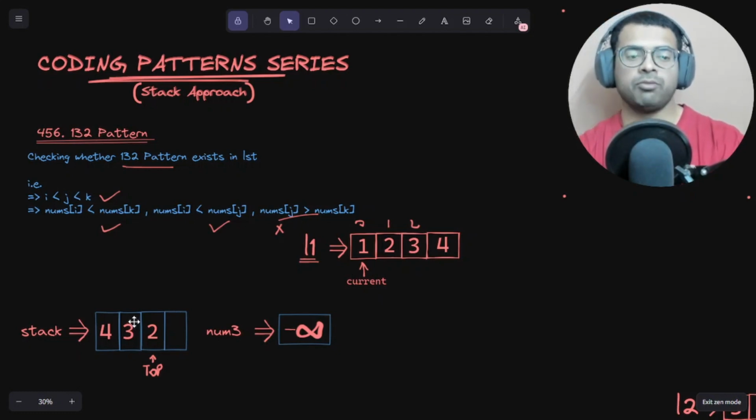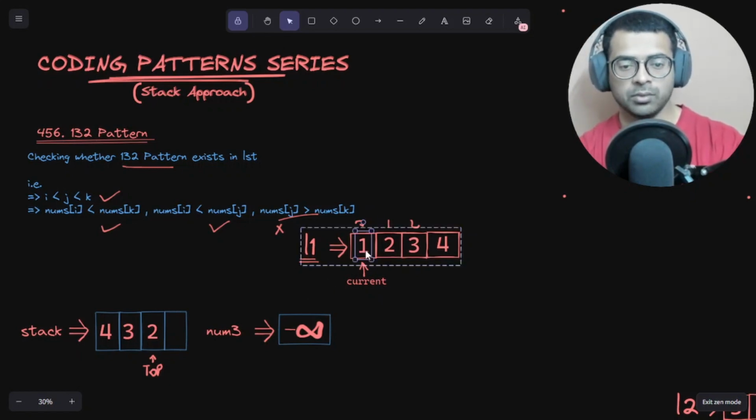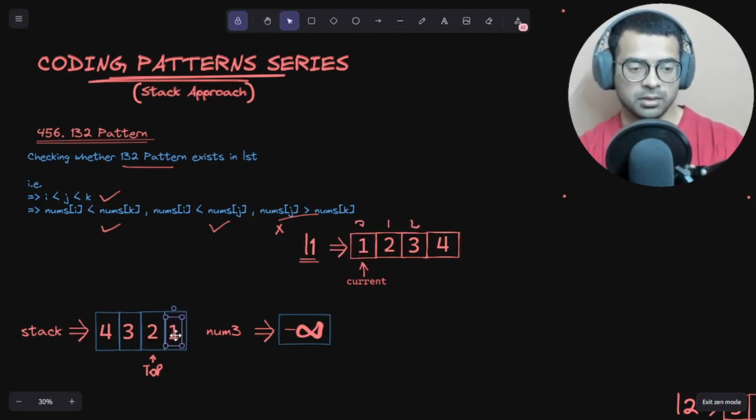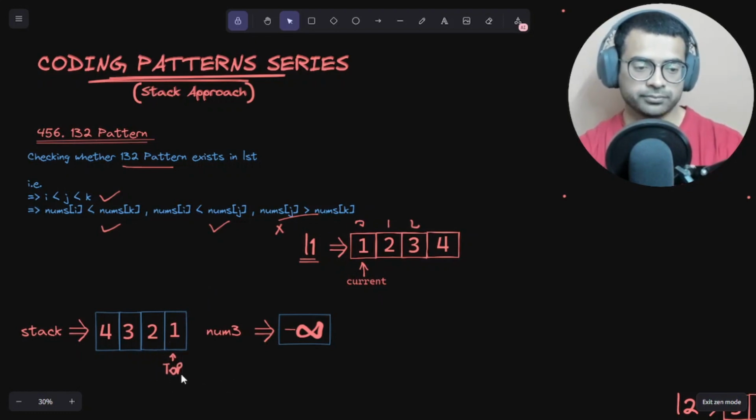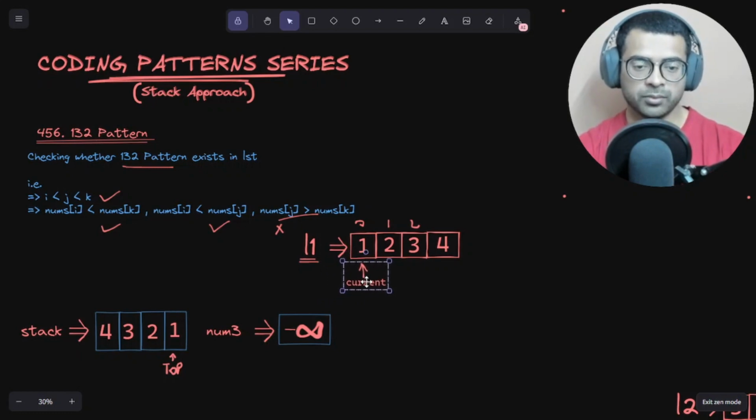And then we are going to ask the question whether the value at top position is smaller than the value at current position or not. No, it is not. So we will do nothing, and we are simply going to copy this 1 and paste it here, and change our top position to 1. Okay, now since there is no element after 1, we are going to return false.